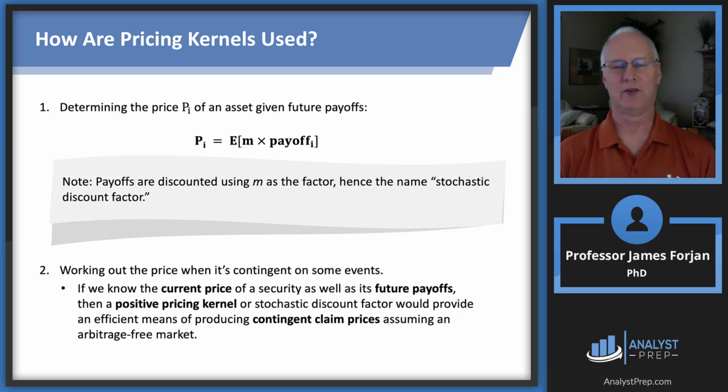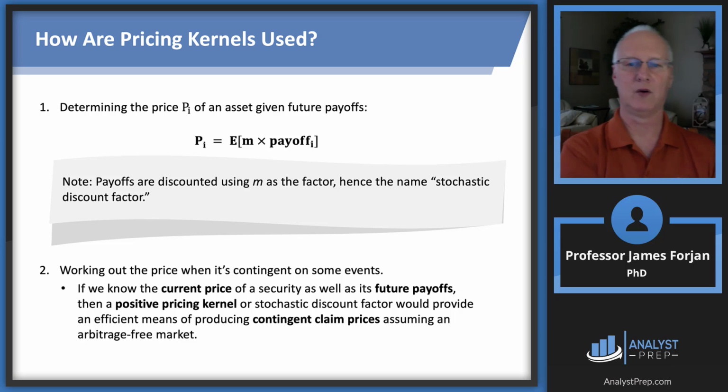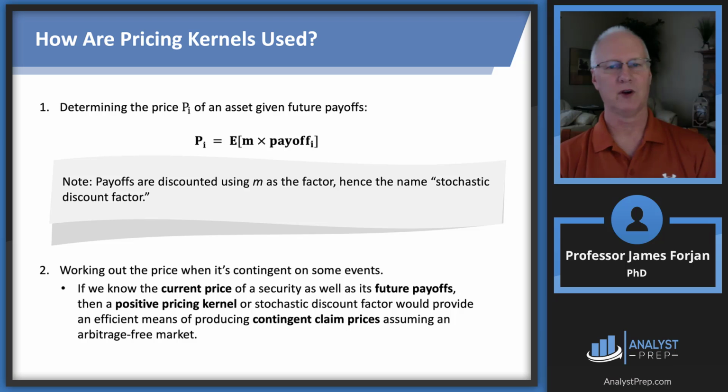Now, how are these pricing kernels used? All right, so look at this equation there. The price of an asset is the expectation of M times the payoff. So this is a summary of what I was telling you about, given, what did I say, Treasury securities or a super high risk equity security or Jim going to Las Vegas. All right, so payoffs are discounted using M as the factor, hence the name stochastic discount factor.